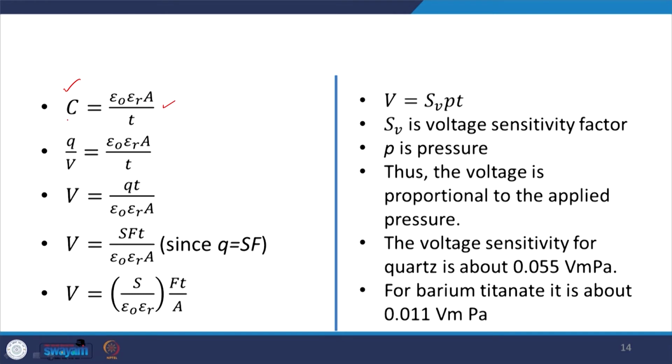Now, I can write this C as charge per unit voltage, so Q by V, and from here I can write the expression for V as I do the cross multiplication here.